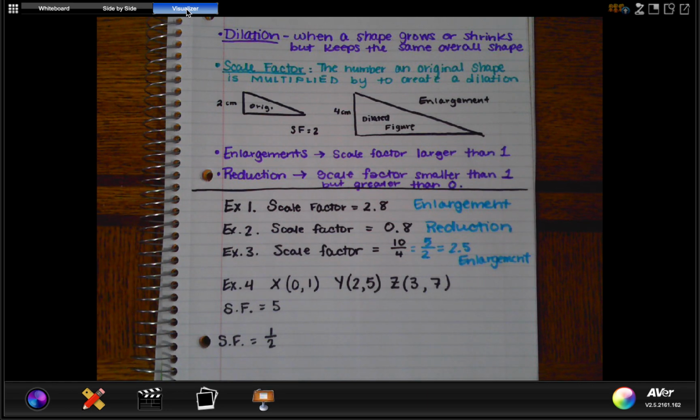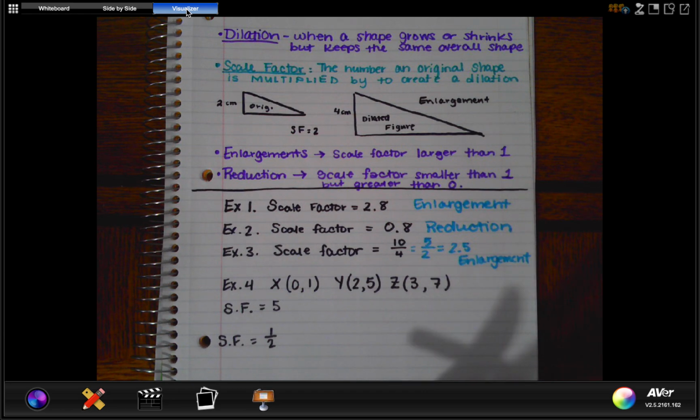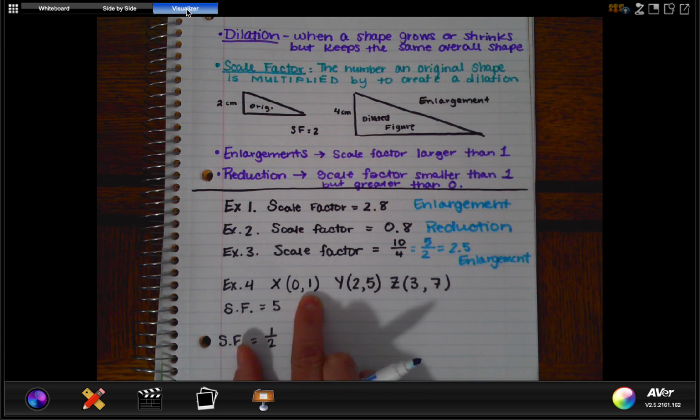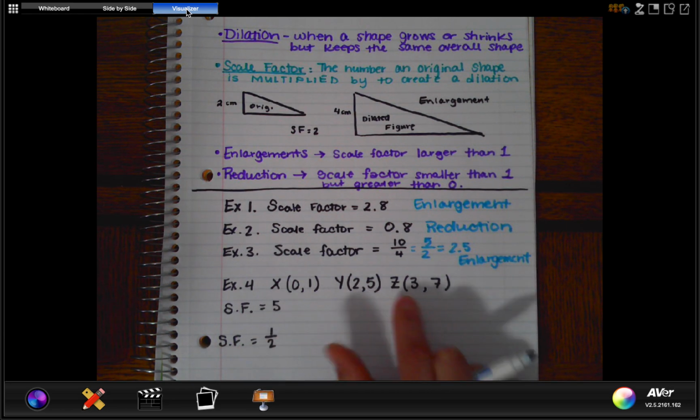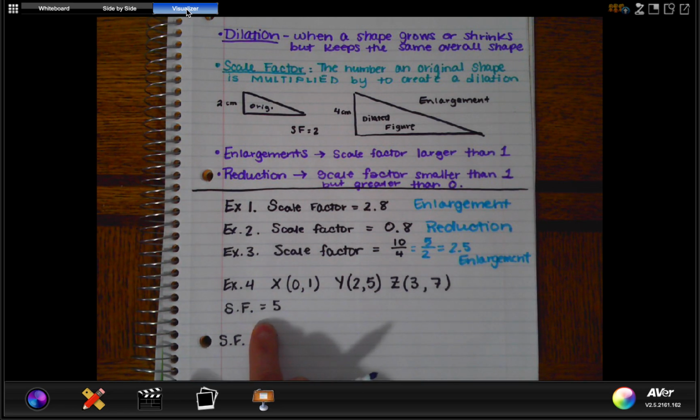So what we're going to focus on is the coordinates. So if you have the coordinates, x is (0, 1), y is (2, 5), and z is (3, 7), and I ask you to dilate that shape by a scale factor of 5, what would the new coordinates be?